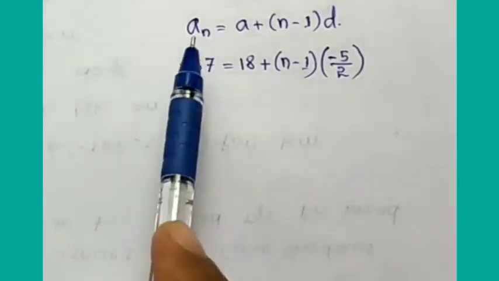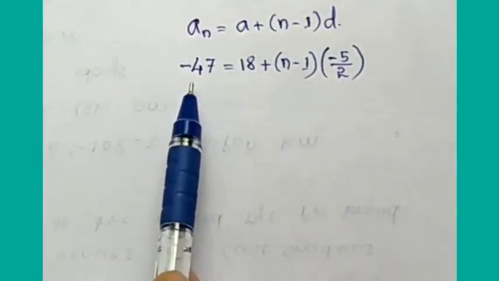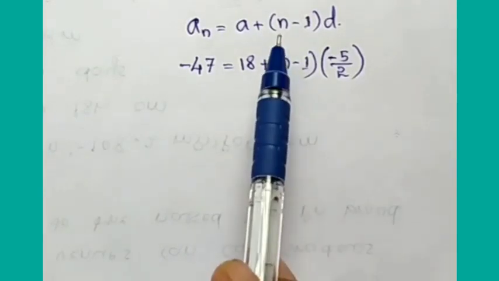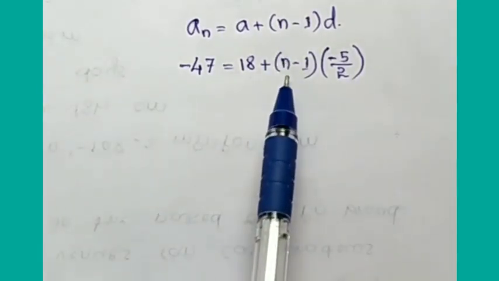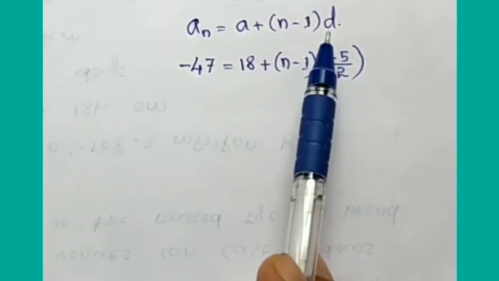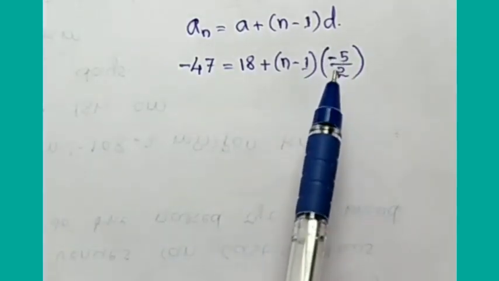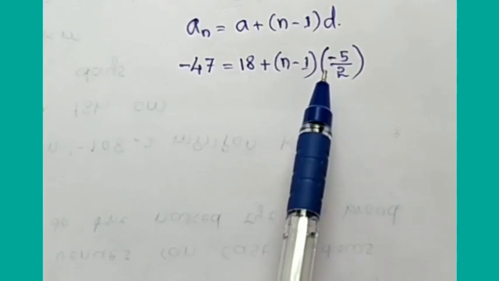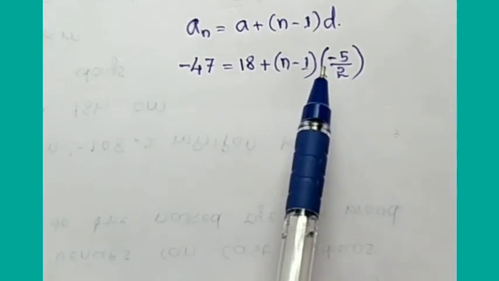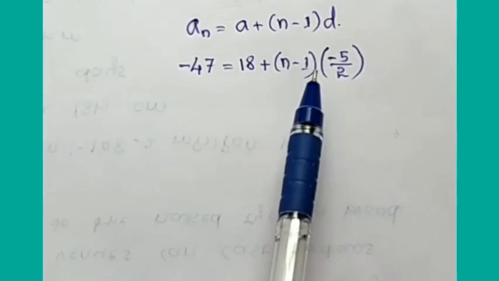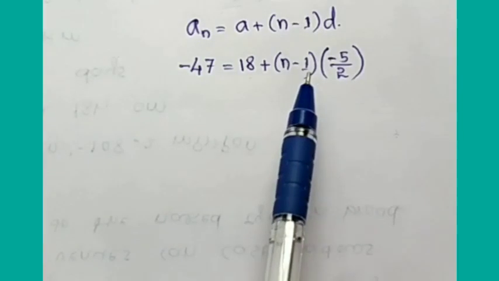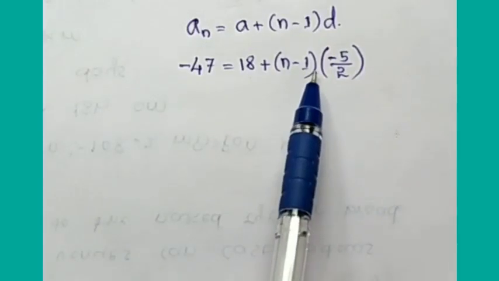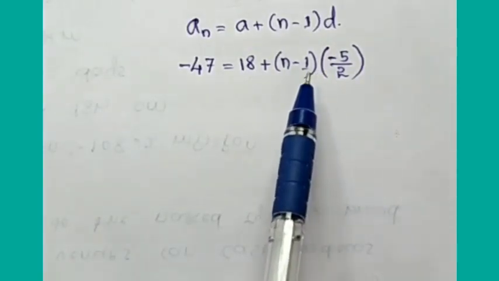Here we know a is minus 47, we have 18, and we don't know n, that is the only thing we have to find. Keep it like that, n minus 1, and d we just got, that is minus 5 by 2. Whenever you write negative numbers, write them in brackets, so it is easy to understand where we have to do multiplication or subtraction. Brackets mean we have to do multiplication here. So step by step we can go.